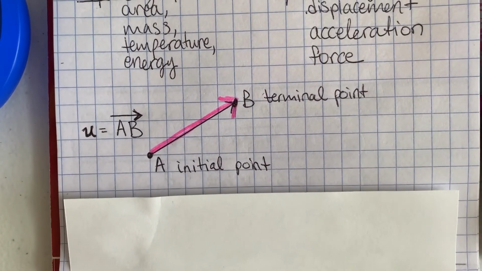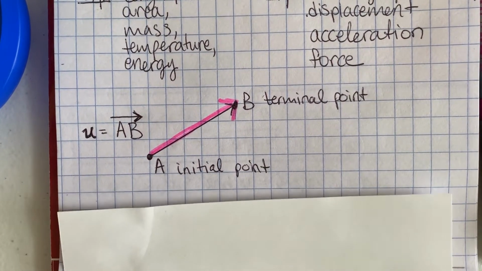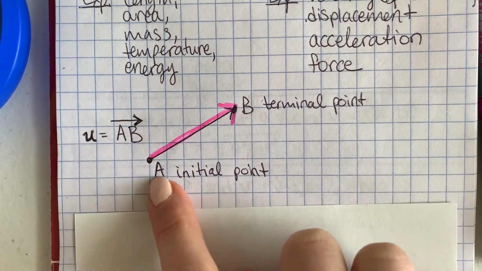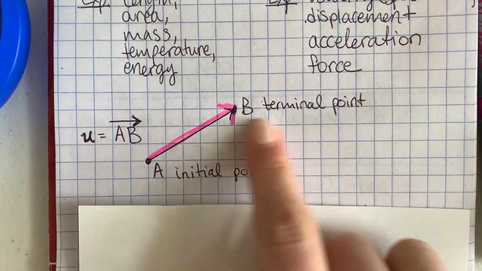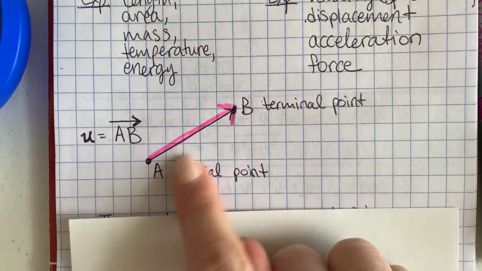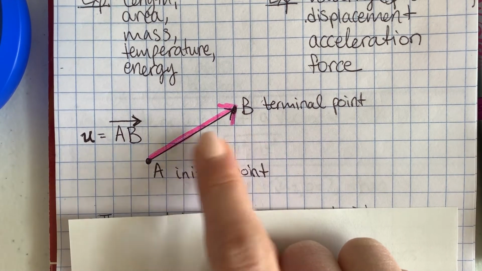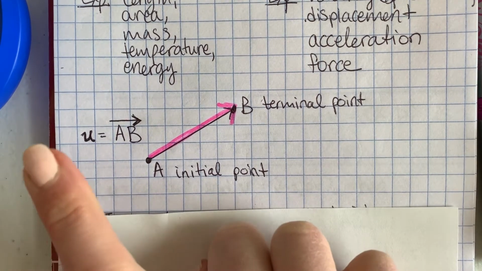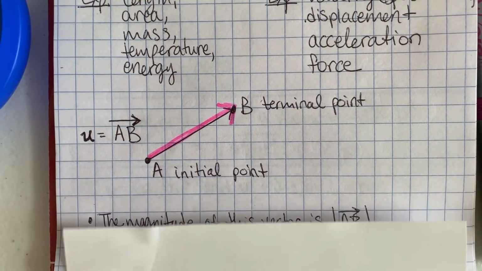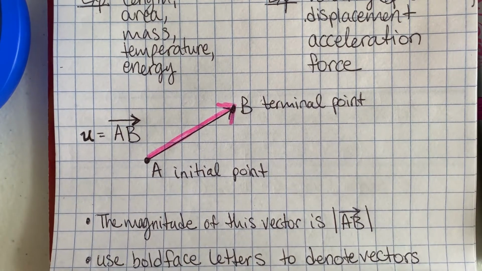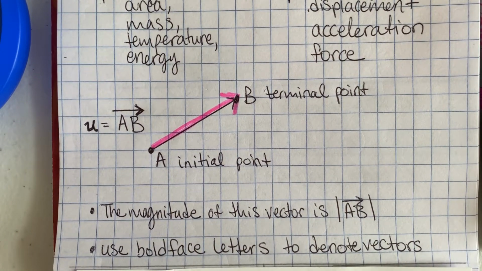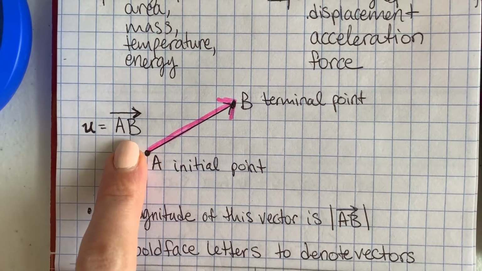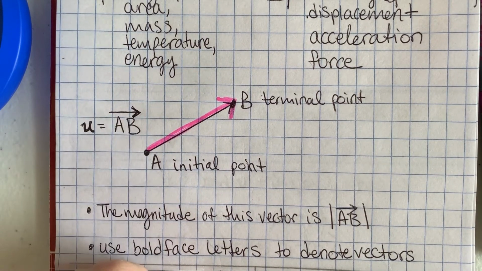Let's take a look at what a vector looks like. Here I've got a vector in pink. A is the initial point, B is the terminal point. We know that because of the arrow. The arrow is pointing towards the terminal point. That's where it's starting and ending with the arrow, okay? And we also use a bolded letter to denote a vector. So this is a bolded lowercase u to represent that vector A to B, that arrow above it.